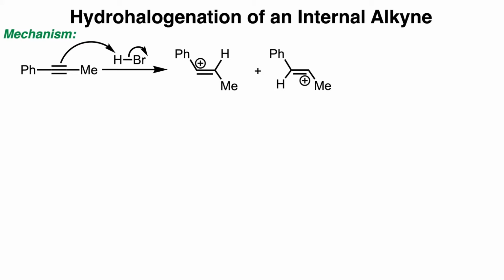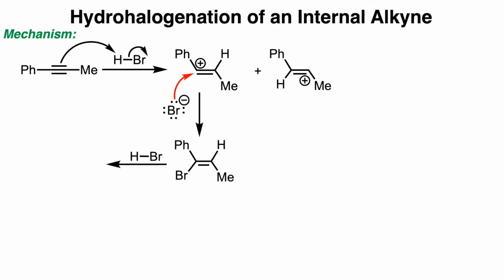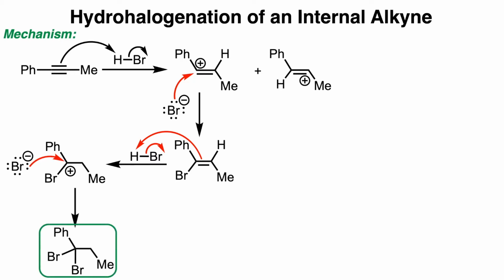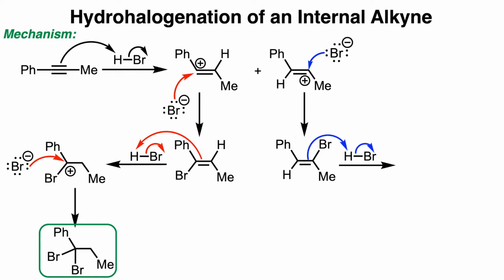Both paths are similar, where the Br- attacks the carbocation to form an alkene, then a second equivalent of HBr comes in and hydrohalogenation occurs again. The arrow starts from the middle of the pi bond of the alkene and goes towards the hydrogen of HBr. Another arrow goes from the H-Br bond to form a lone pair on bromine. Then Br- attacks the carbocation to then form a geminal dihalide. So hydrohalogenation of an internal alkyne forms two unique geminal dihalides.